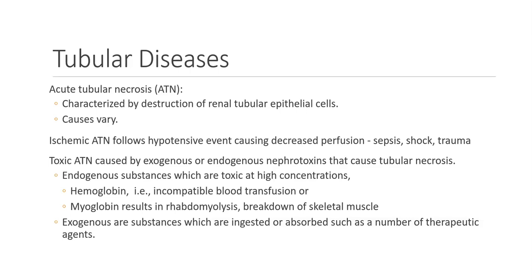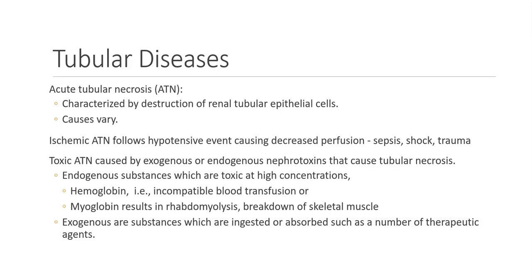Toxic ATN can be caused by exogenous, outside substances, or endogenous substances that are in your body already, nephrotoxins, and these will then cause tubular necrosis. Some of the endogenous substances which are toxic at high concentrations include hemoglobin, for example, an incompatible blood transfusion.